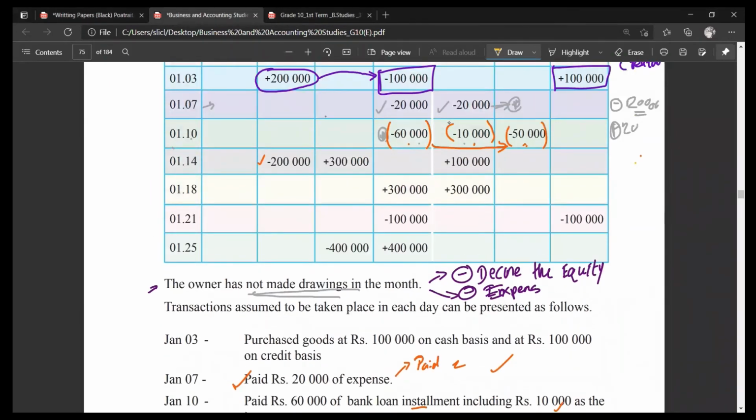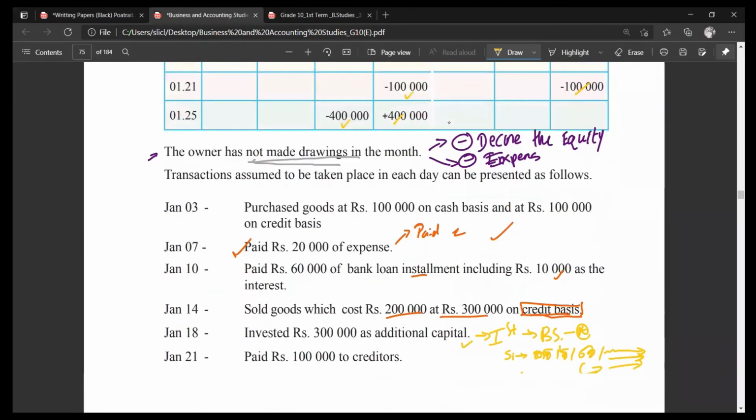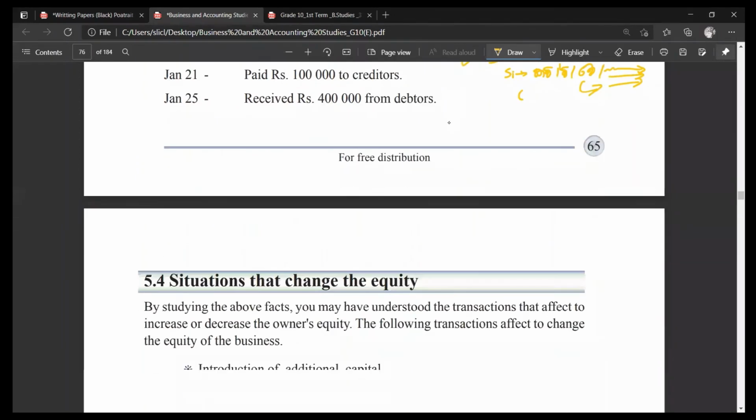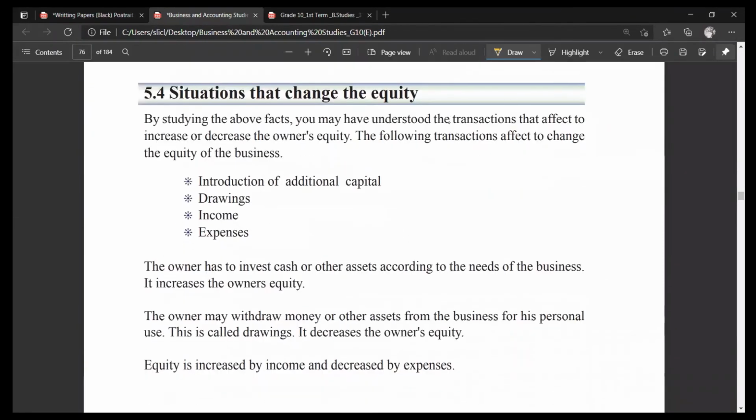So here debtors have paid 400,000 to us. Here we have paid 100,000 to creditors, right? So guys, what do you think about today?